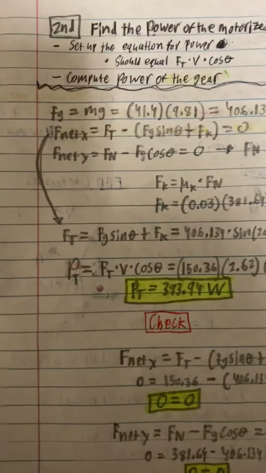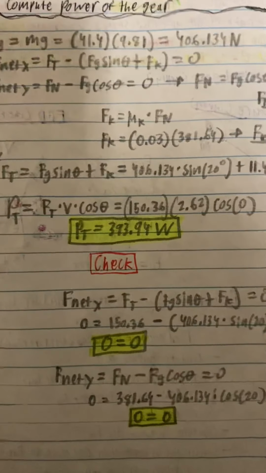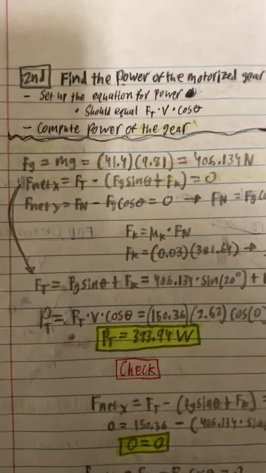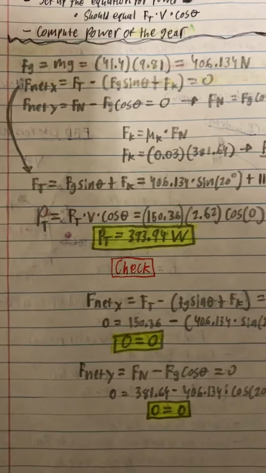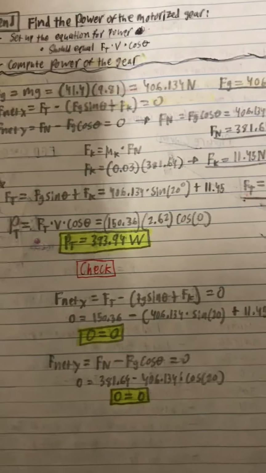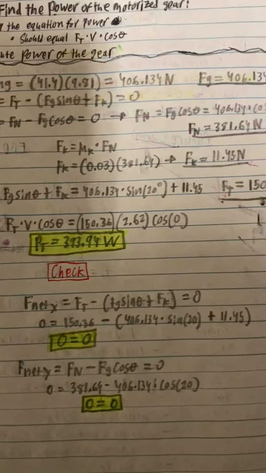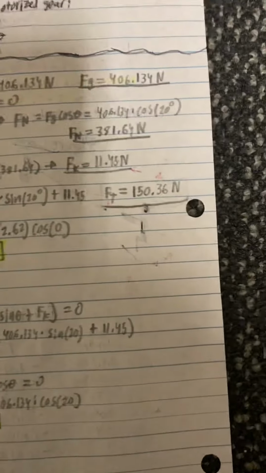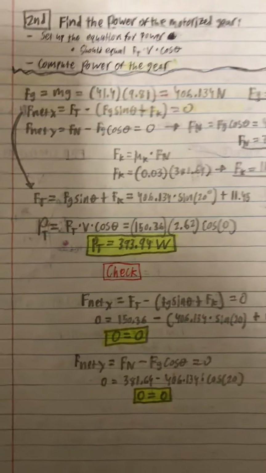So now let's apply the x component of the net force equation over here. We solve for Ft, since the net force of the x component is 0. We should have the equation be equal to Fg sine of theta plus the kinetic friction. Okay, and we should get 406.134 times sine of 20 degrees plus 11.45, which results in 150.36 newtons. All right, so we technically did the first step now.